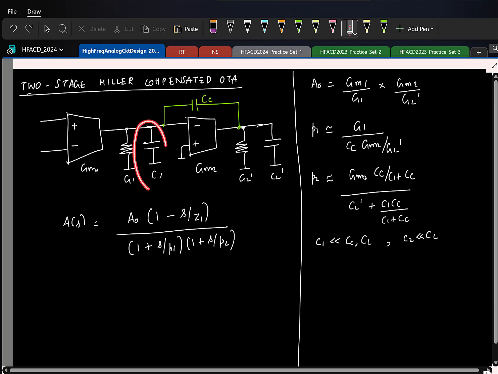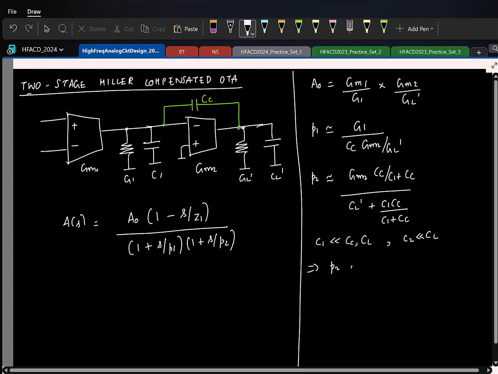So C1 and C2 are the intrinsic parasitic capacitors at that node. Cl is the additional load capacitor that we are adding. Together I am calling it Cl prime. Similarly, the intrinsic output conductance we have here is G2. Along with the load conductance, it is Gl prime. Is that clear? So here let me assume that C1 is smaller than Cc. So how will this simplify?